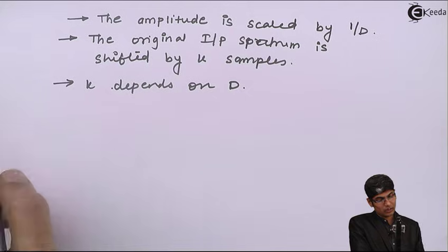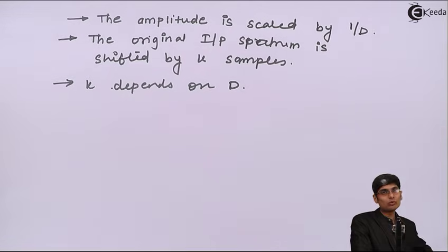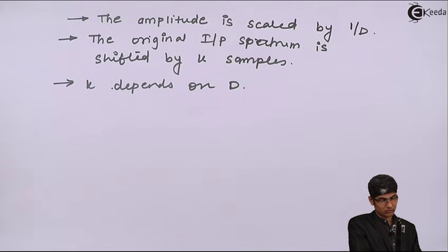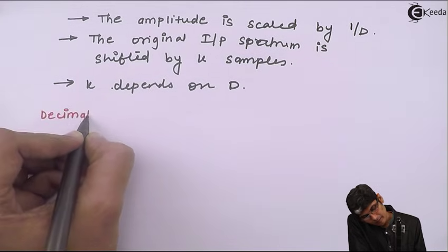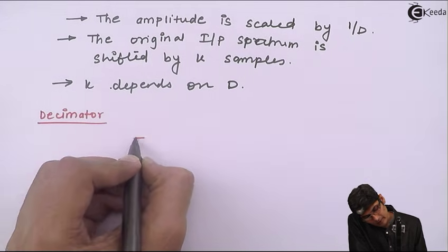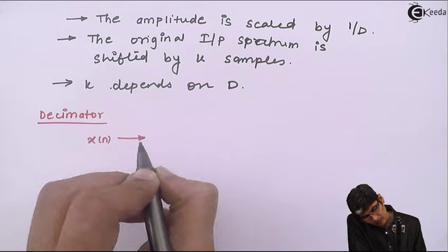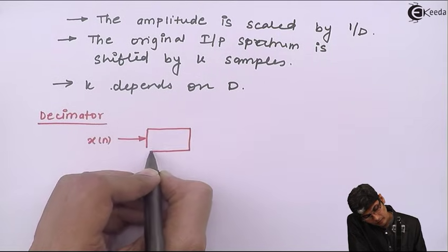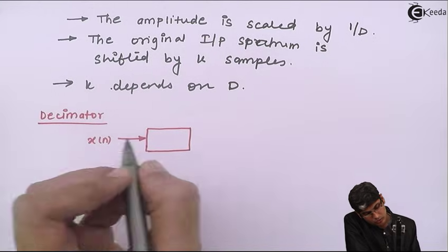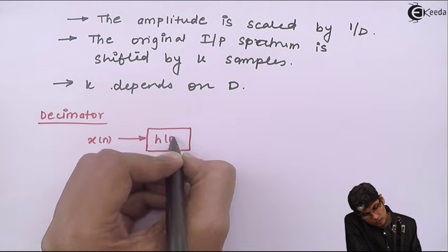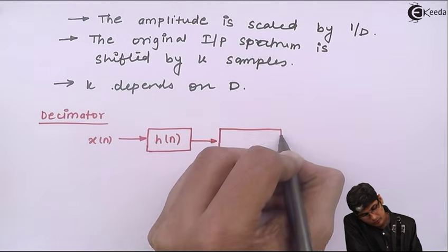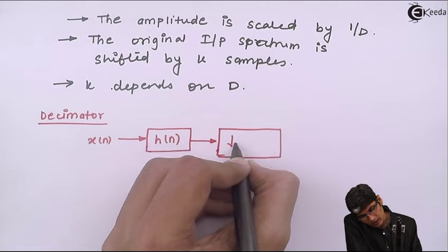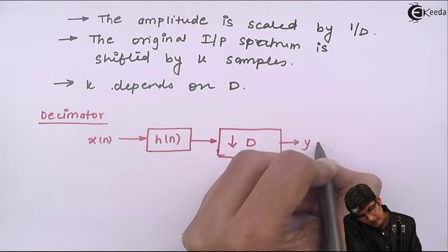Now once you know the downsampler, it is very easy to prove what will be the output for a decimator or a decimation process. So in a decimator, I have an input x of n, which will be given to a low pass filter with an impulse response h of n, which is again given to a downsampler by a factor of d, and I will be getting y of m.